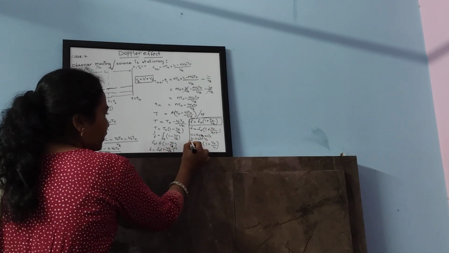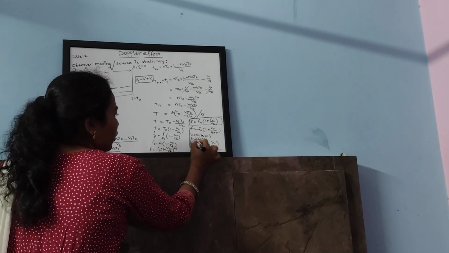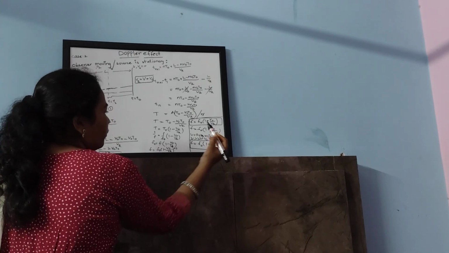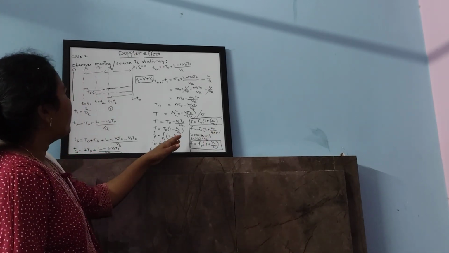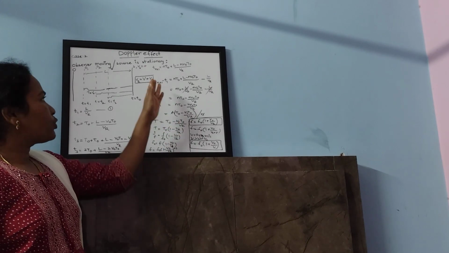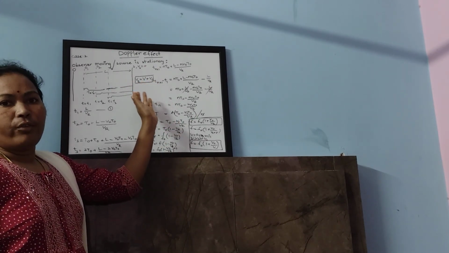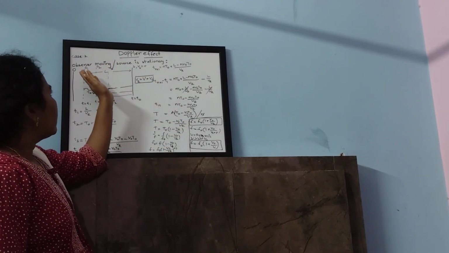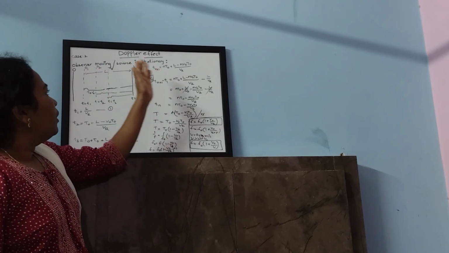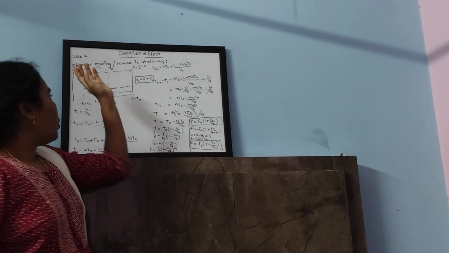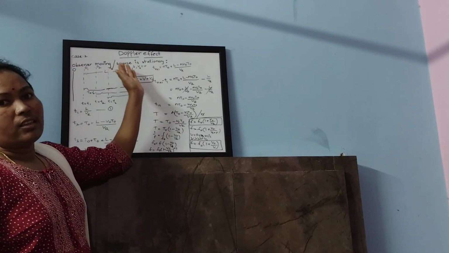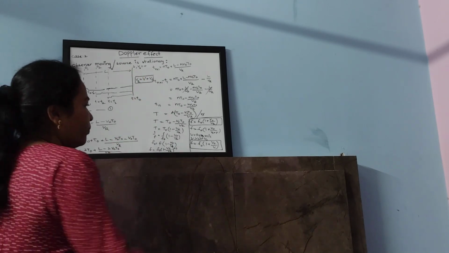For this, we can get the general formula for the frequency of the wave when the observer is moving and the source is stationary.